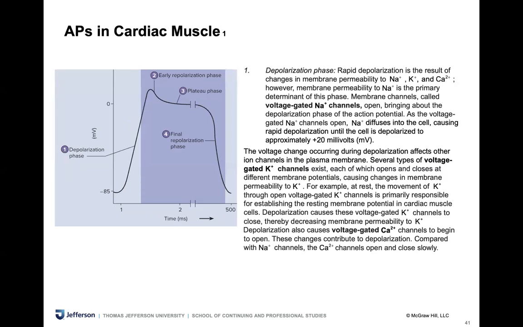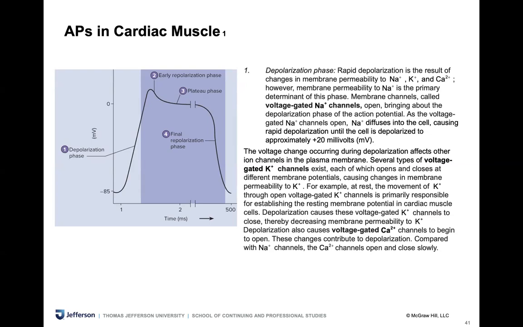Now let's look at the action potentials in the cardiac muscle, and you'll note that this figure looks a little bit different than what you saw with the action potentials in skeletal muscle. The first phase is the depolarization phase. The rapid depolarization is a result of changes in membrane permeability to sodium, potassium, and calcium. However, membrane permeability to sodium is the primary determinant of the phase. Membrane channels called voltage-gated sodium channels open, bringing the depolarization phase of the action potential.